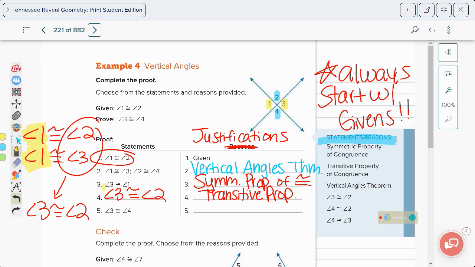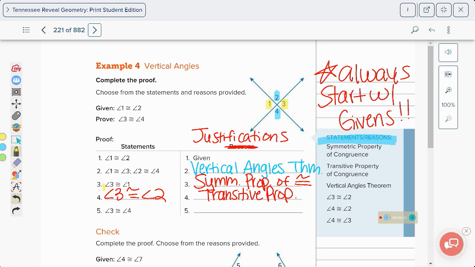And that's what we call the transitive property. All right, our last statement here says angle 3 is congruent to angle 4. So the only other time I see angle 4 is in this equation here. Angle 2 is congruent to angle 4. And now I'm going to try and find some connection that I established previously that connects angle 3 and angle 4 together. Let's look at statement 4 here. It says angle 3 is congruent to angle 2.